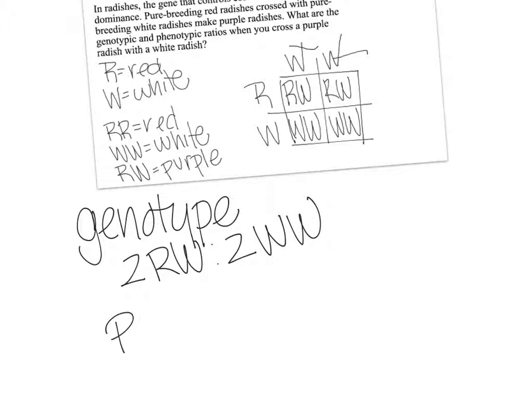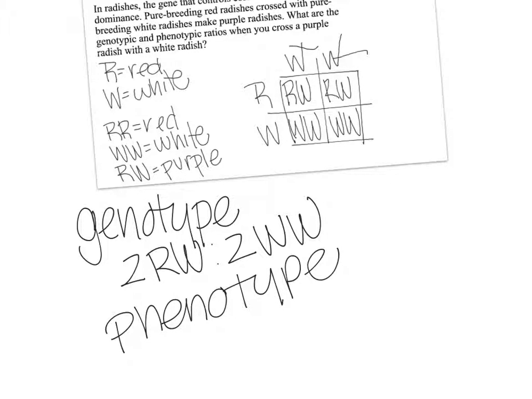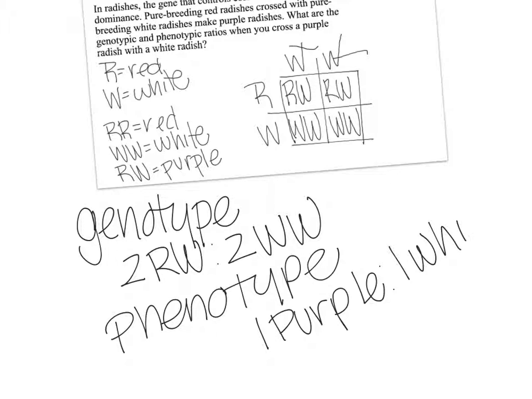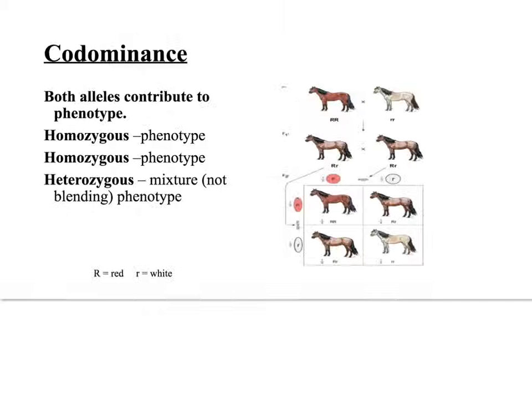For phenotype, I have 50% that are going to be, or 1 out of 2, that would be purple, and 1 out of 2 that would be white. So that's our incomplete dominance.